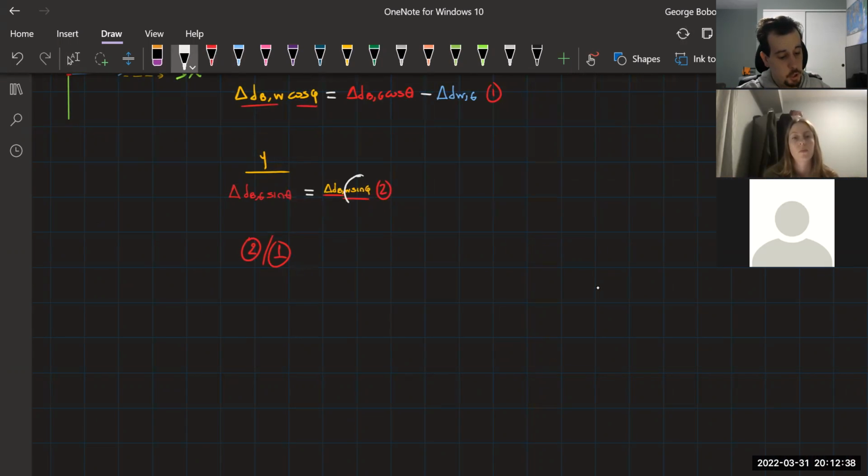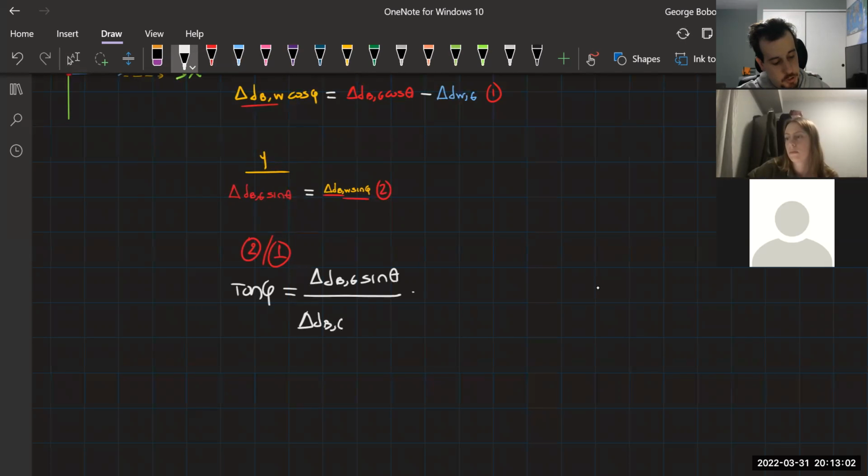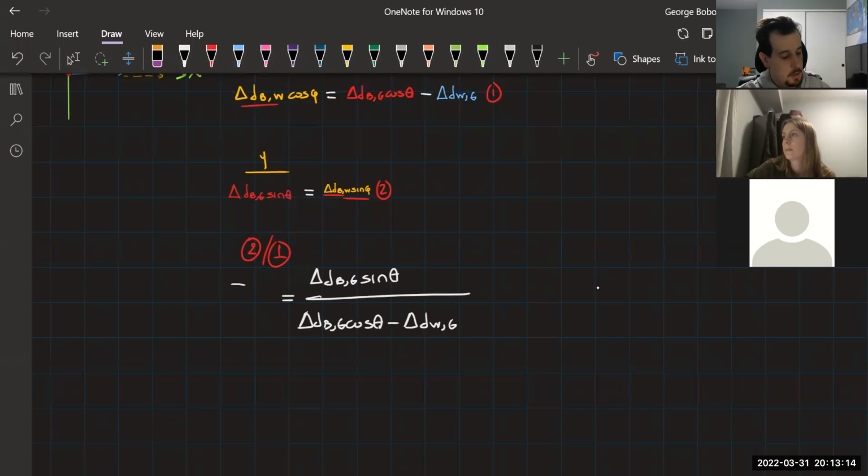And the sine over cosine becomes a tangent. You get tan of phi. And on the other side, you have this bad boy, delta dBg sine theta, and then divided by this bad boy over here, delta dBg cos theta minus delta dWg. Okay, and of course you can solve for phi, the heading direction, by taking the tan inverse of both sides.